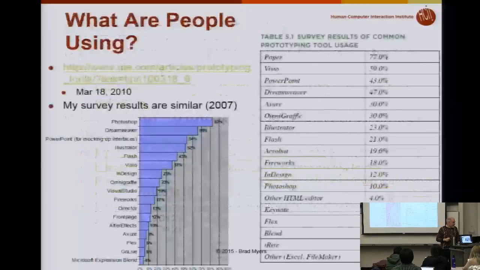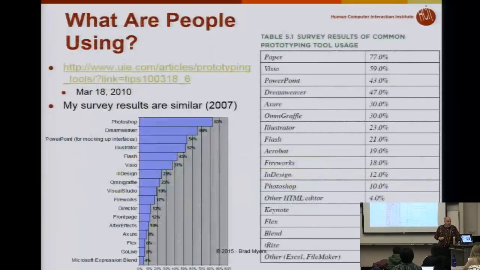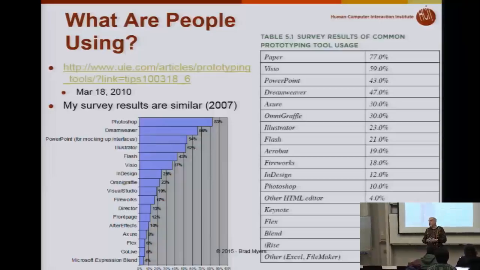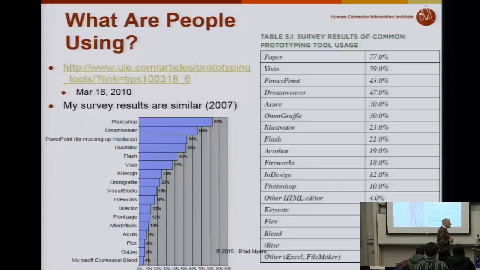So this is a really common task. I did a survey a few years ago, and sure enough, 77% of people prototype on paper. That's one of the reasons we made sure that you had some experience doing that. Visio, PowerPoint, Dreamweaver, Axure, OmniGraffle. So a lot of these other tools are quite popular. This was done a few years ago, from 2010. So tools like Balsamiq aren't up here, but they're rapidly gaining in popularity.